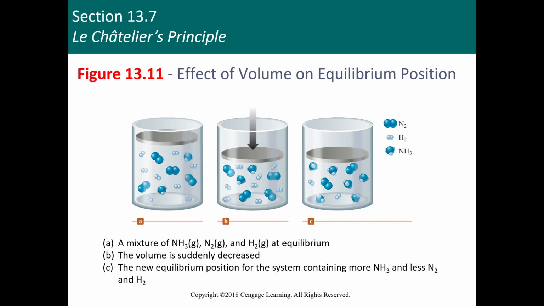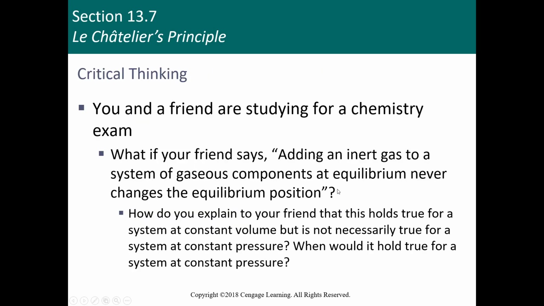And so reducing this volume, right here, just pushing on the plate, will actually shift your equilibrium towards NH3, making more NH3, and away from N2 and H2. And so you have less N2 and H2 at equilibrium, your new equilibrium for that volume.